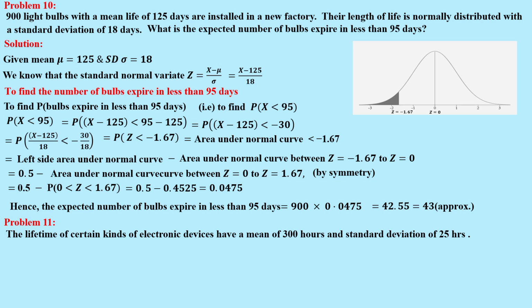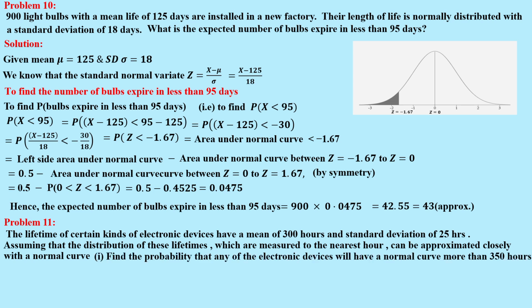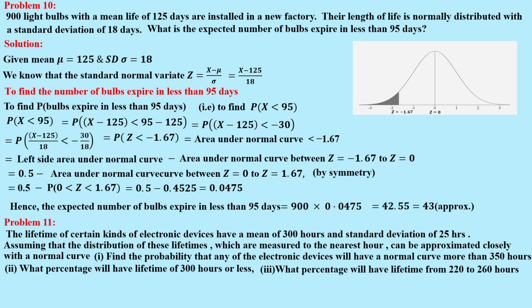Next problem. The lifetime of certain kinds of electronic devices has a mean of 300 hours and standard deviation 25 hours. Assume that the distribution of these lifetimes, which are measured to the nearest hour, can be approximated closely with a normal curve. First, find the probability that any of the electronic devices will have a lifetime of more than 350 hours. Second, what percentage will have a lifetime of 300 hours or less? Third, what percentage will have a lifetime from 220 to 260 hours?